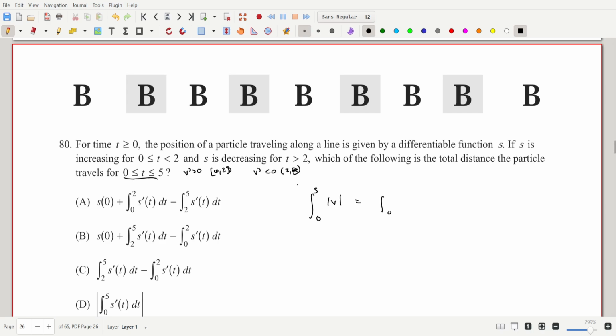You can break it up this way: integral 0 to 2 of absolute value v plus integral 2 to 5 of absolute value v. But on 0 to 2, absolute value v is v, because v is positive, not v prime, sorry, just v. And on 2 to 5 this will be negative, because absolute value v is negative v when v is negative. Kind of weird, but that's how it works. So integral 0 to 2 of v minus integral 2 to 5 of v. But v is s prime. That looks like C.